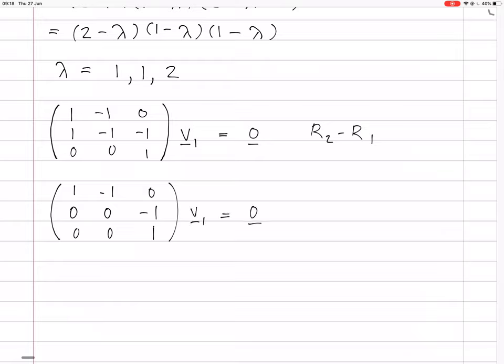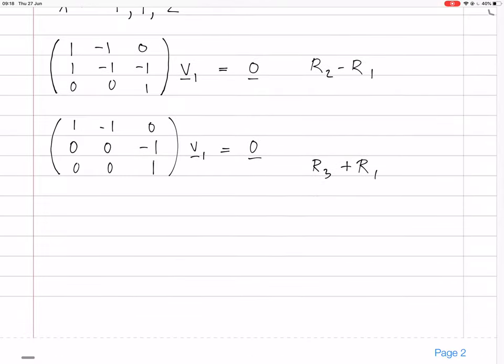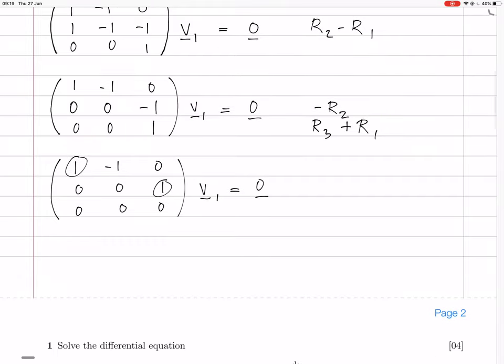Now we can do row 3 plus row 1. And at the same time, we'll multiply row 2 by minus 1 to make it into a 1. It'll be nicer. 1, minus 1, 0, 0, 0, 1, 0, 0, 0, times V1 equals 0. Okay. So that means that this eigenvector, how many free variables are there? There's a pivot, and there's a pivot. Oh, yes, so there's only one free variable. So the eigenspace will only have dimension 1, so it will not be diagonalizable. That's nice, because it saves having to do some work.